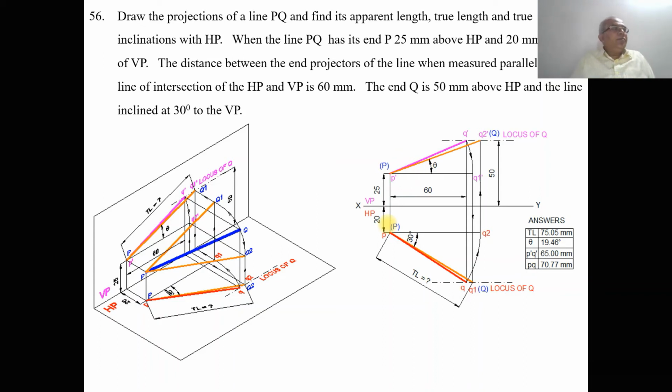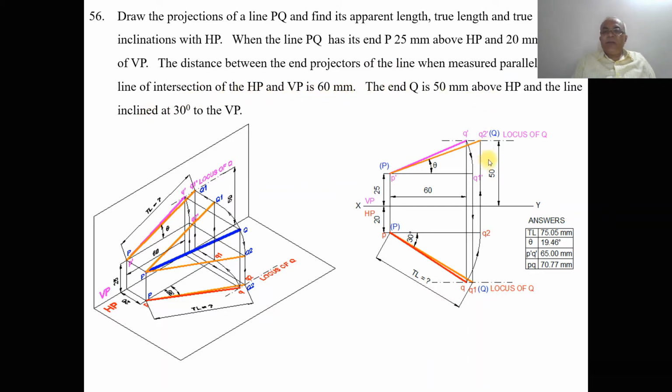Now, in this video, we are going to take one more problem on projections of lines. Problem number 56. Draw the projections of a line PQ and find its apparent length and true inclinations with HP, when the line PQ has its end P 25 mm above HP and 20 mm in front of VP, and the distance between the end projectors of the line, when measured parallel to the line of intersection of HP and VP, is 60 mm.